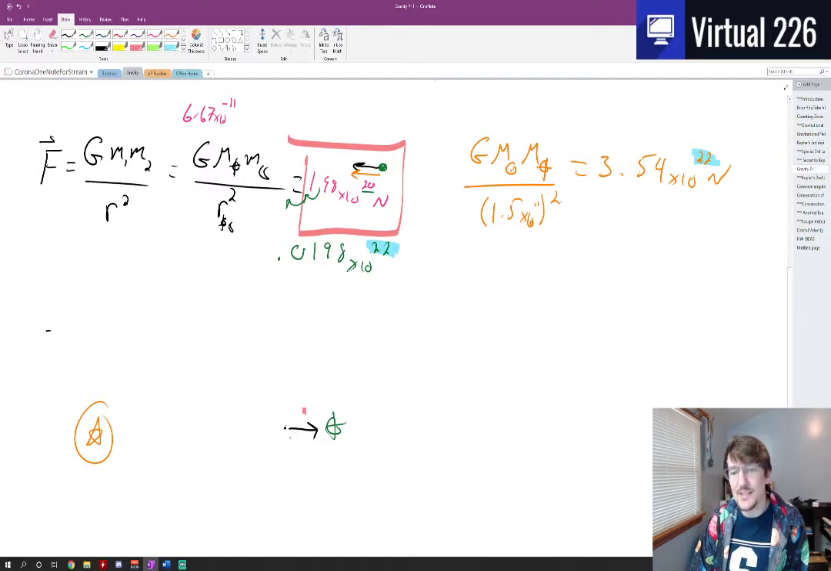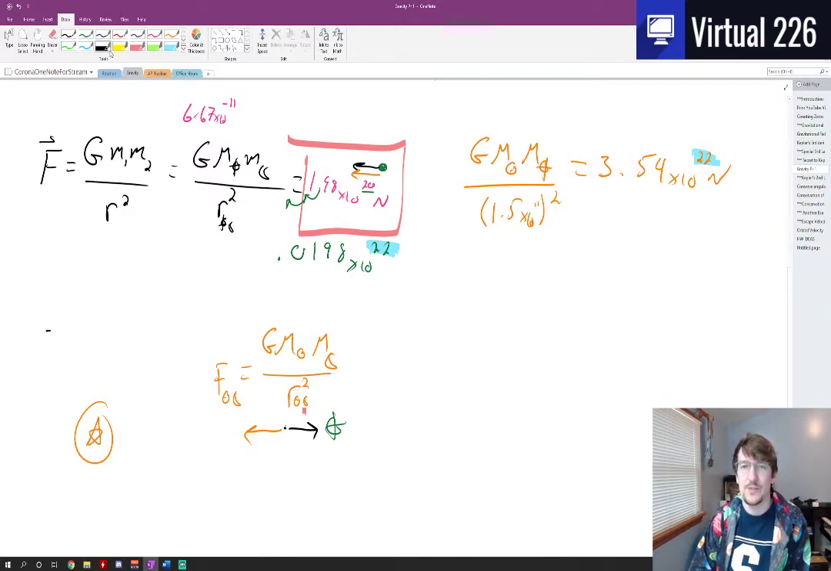So we know what this value is right here. However, the sun is not pulling on the moon in the same way the Earth is. The sun is pulling on the moon this way, and we don't have this value. We need to go find it. So we need to find the force between the sun and the moon. This is a little tricky to do because we're going to have the same G, mass of the sun, mass of the moon, over the sun-moon distance squared.